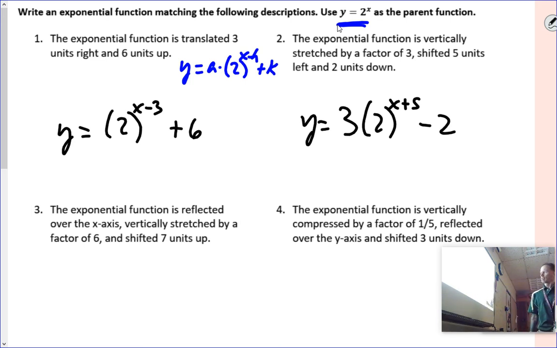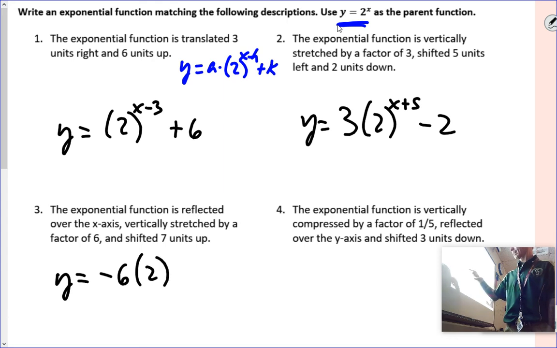Number 3, reflected over the x-axis and vertically stretched. So it would be negative 6 times 2. Again, my base is going to be 2, since that was given in the problem. And then to the x power, don't forget the x, but it's not going left and right, so we don't need anything else up there. And then plus 7.